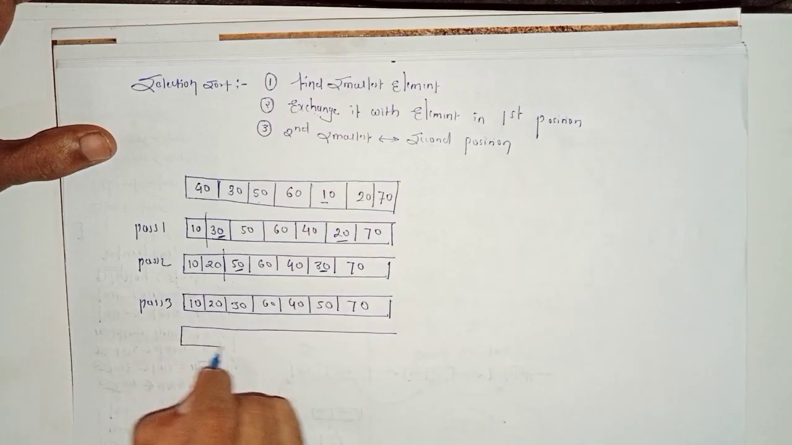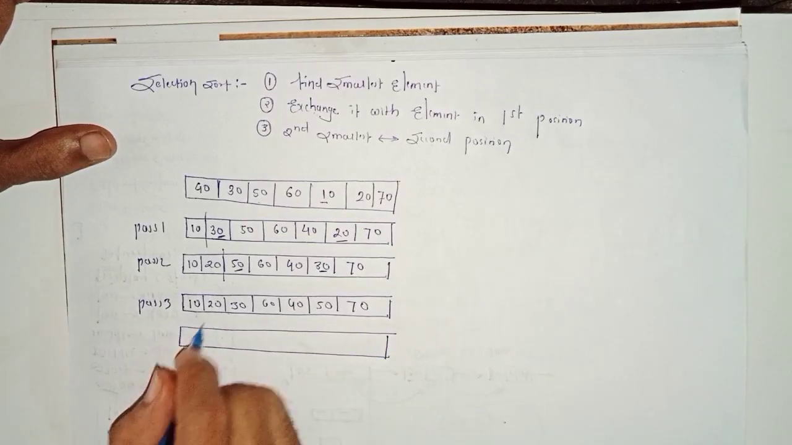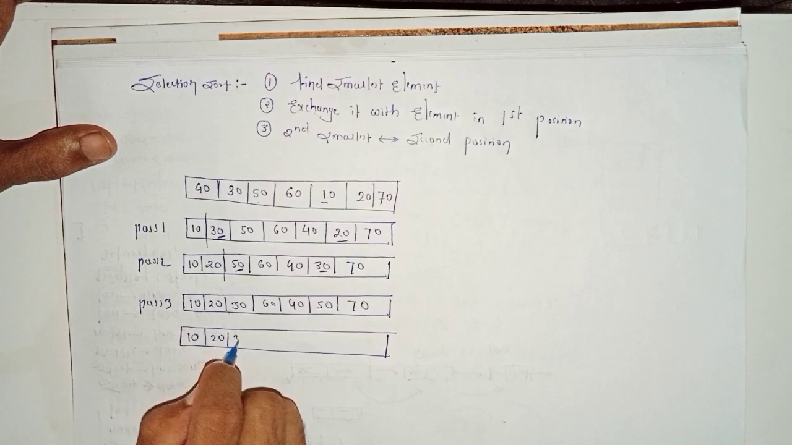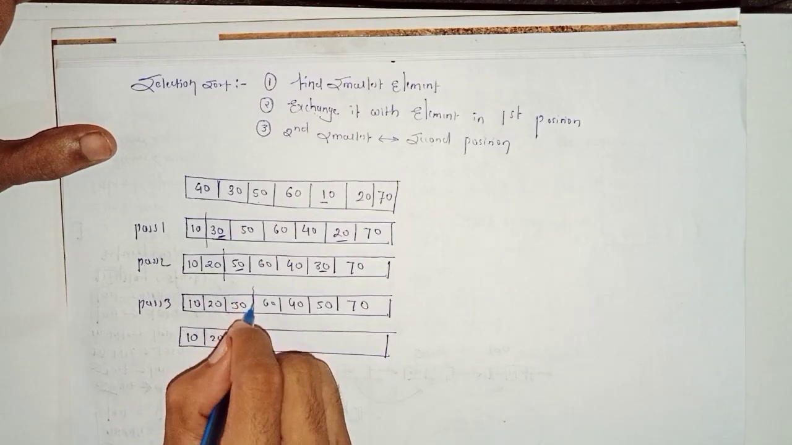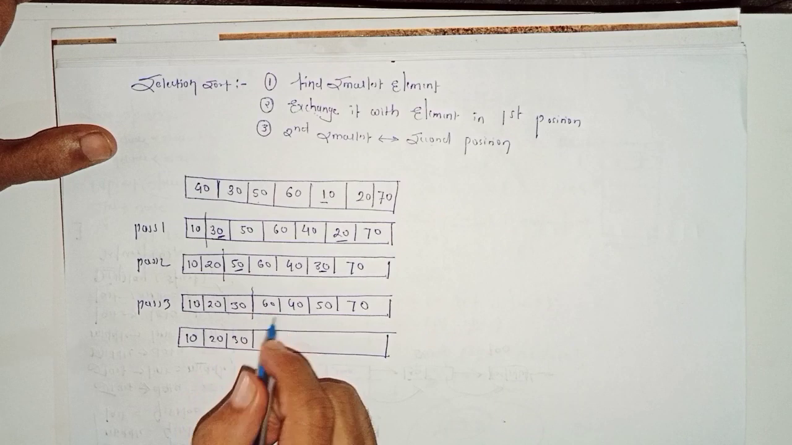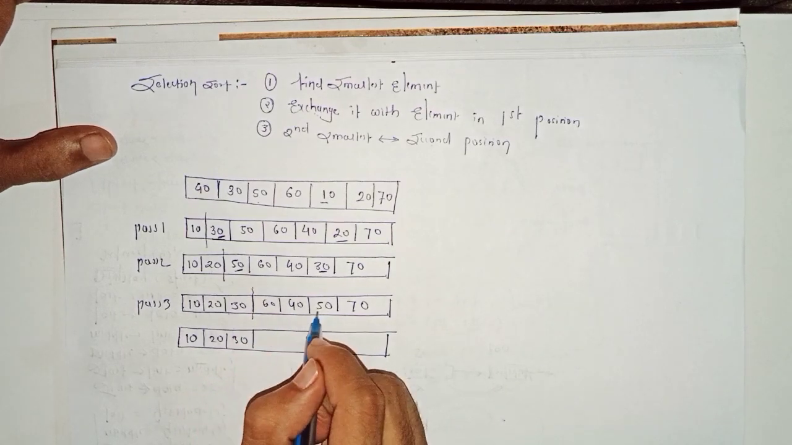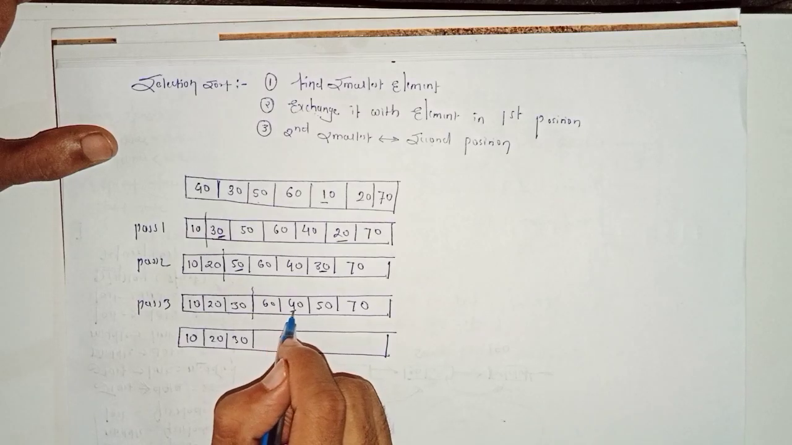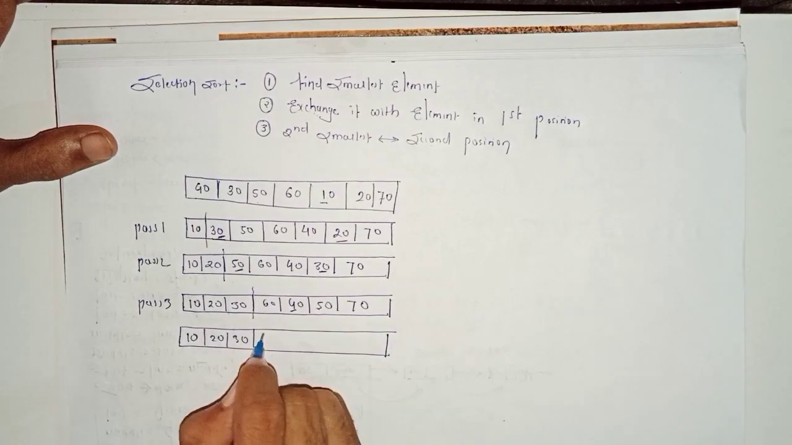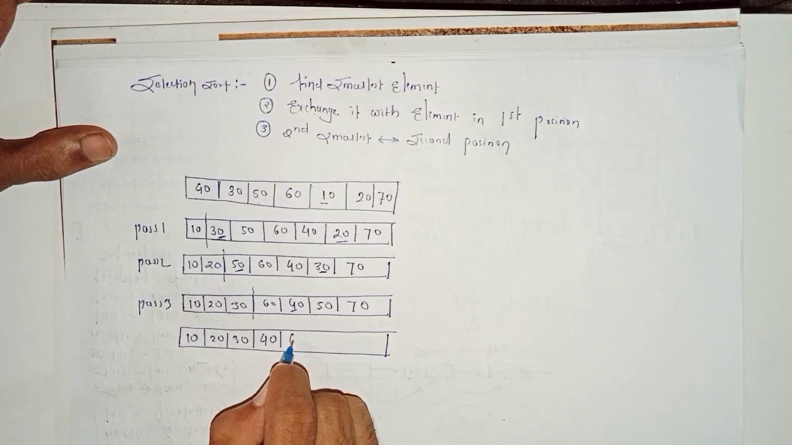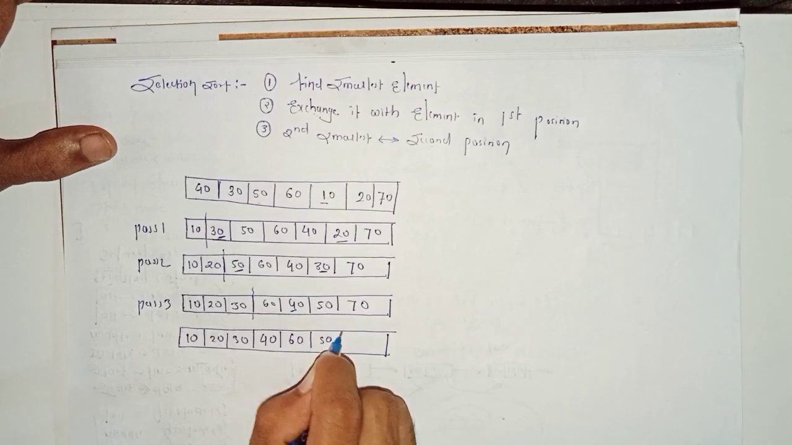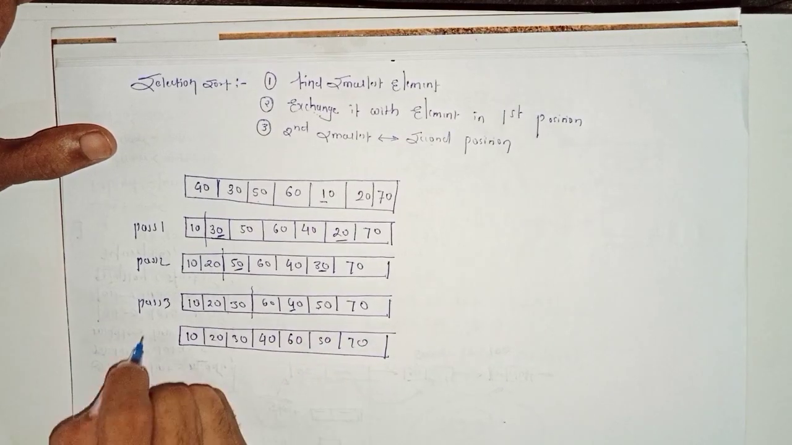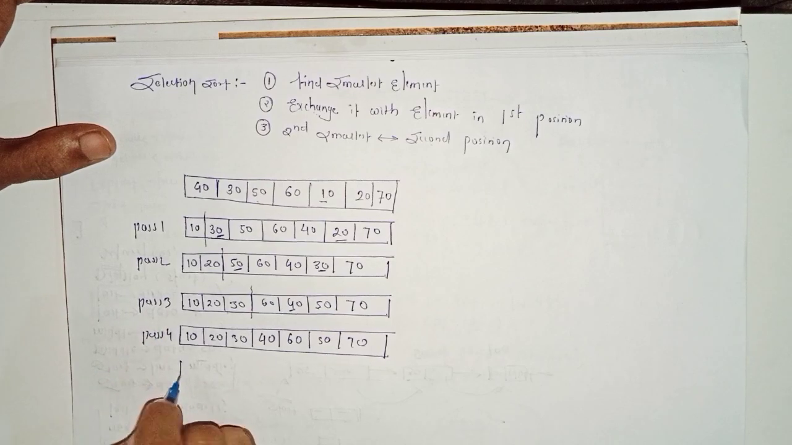Now we will move ahead to pass 4: 10, 20, 30. Till 30 our array is already sorted. So again I will find the minimum, that is 40. So what I will do is simply swap. So 40 comes here, 60 will go there, 50, 70. Pass 4.